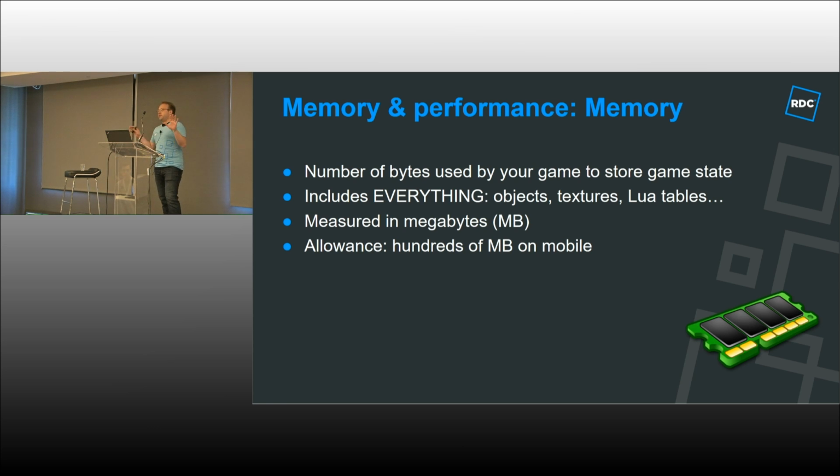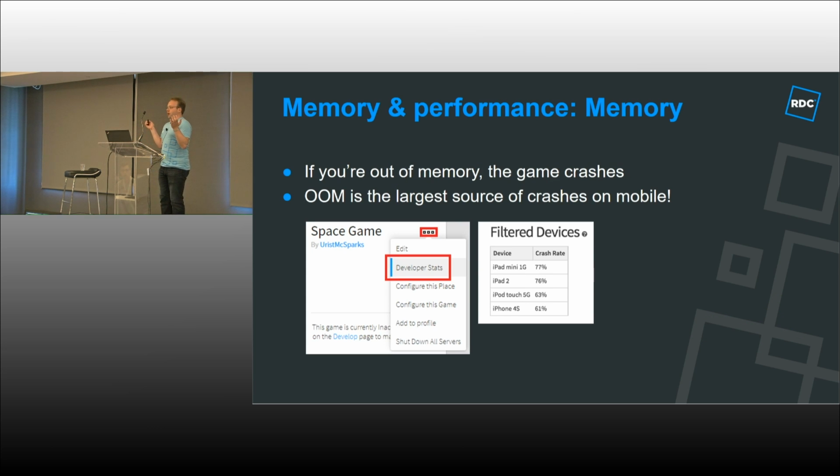So memory and performance, what is memory? Memory is the number of bytes used by your game to store basically everything that you have. So it's objects like parts, string values, et cetera. It's textures, it's meshes, it's Lua tables, and any other Lua objects you might allocate in your script. It's like everything, right? We typically measure it in megabytes, which is 1 million bytes, more or less. And your allowance varies between the device and the platform, but typically it's hundreds of megabytes on mobile, low hundreds to high hundreds depending on the device, sometimes 100 singular. So why is memory important? If you don't fit into the memory budget, your game crashes on device.